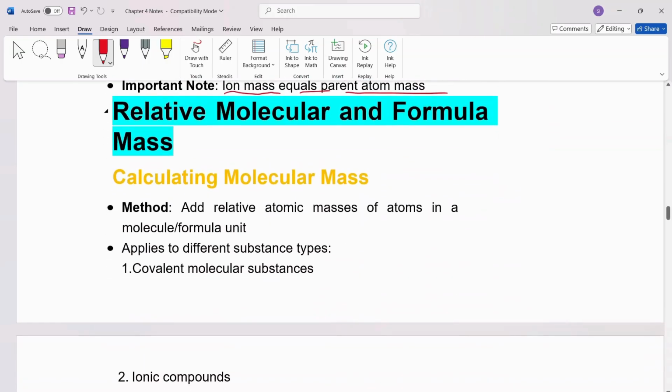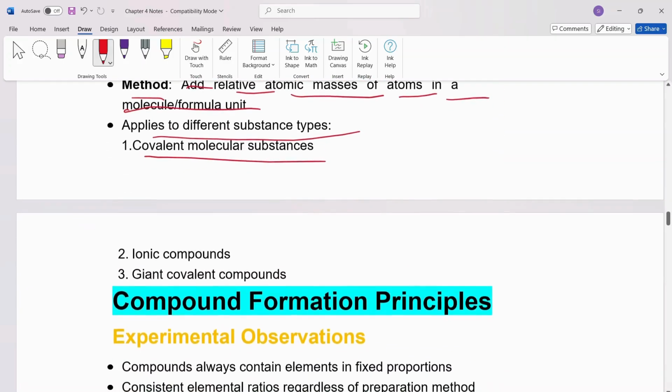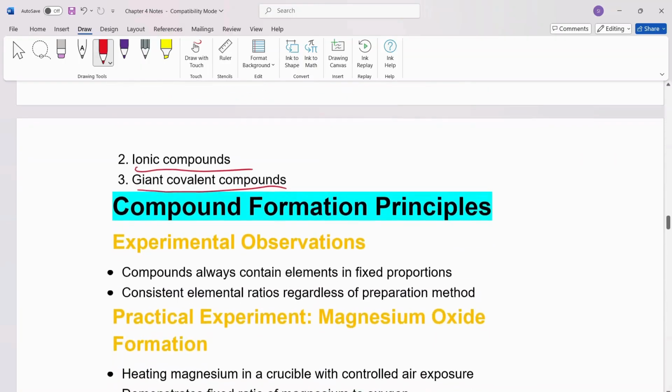Now let's talk about relative molecular and formula mass. Calculating molecular mass. Method is add relative atomic masses of atoms in a molecule or formula unit. Applies to different substance types. Number 1, covalent molecular substances. Number 2, ionic compounds. And then number 3 is giant covalent compounds.